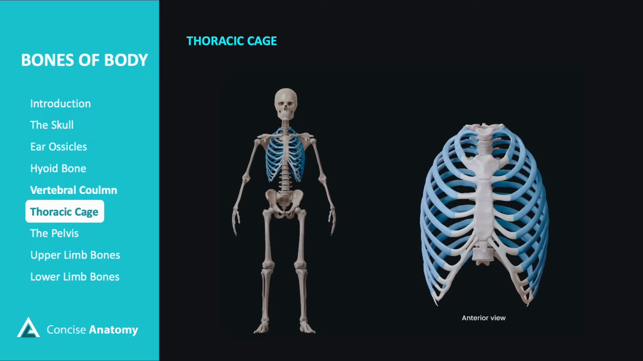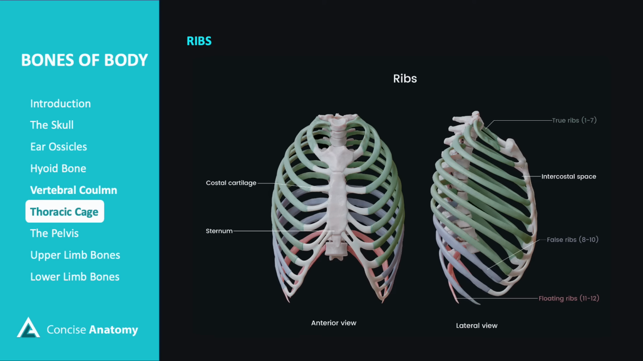forming a protective enclosure for the heart and lungs. The ribcage consists of 12 pairs of ribs, classified into true ribs, false ribs, and floating ribs. The first 7 ribs, known as true ribs, directly attach to the sternum via their own costal cartilage. Ribs 8 to 10, known as false ribs, connect to the sternum indirectly through shared cartilage. Ribs 11 and 12, known as floating ribs, do not have any anterior attachment to the sternum.